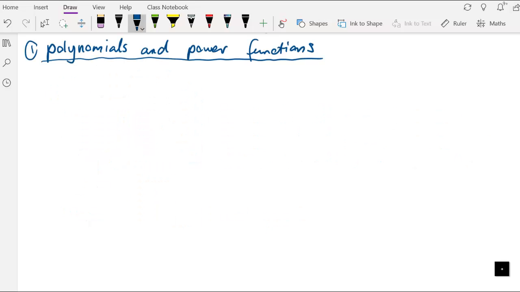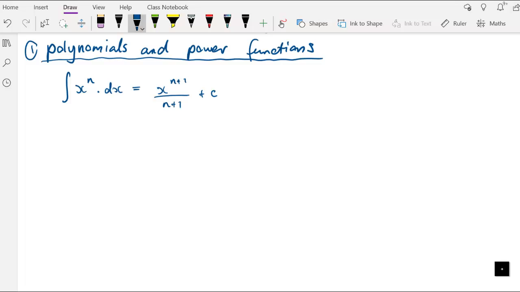Okay, so if we start with our rule for general polynomials and power functions. The general rule here is that the integral of x to the power of n with respect to x will be x to the power of n plus 1. So we add 1 to the power and we divide by the new power. And we don't forget Charlie. So we always have that plus c.